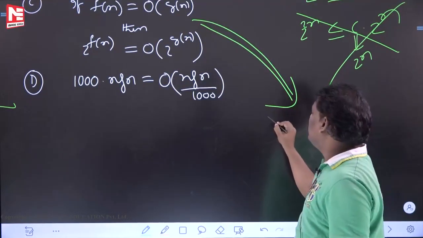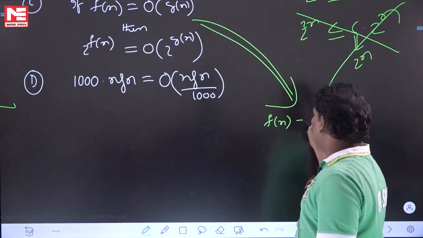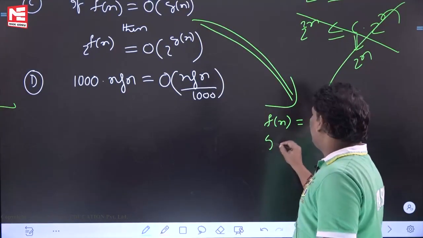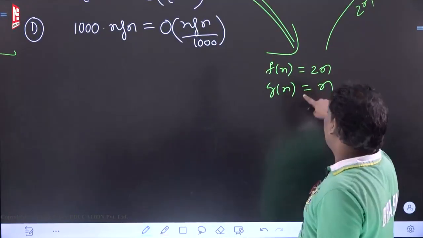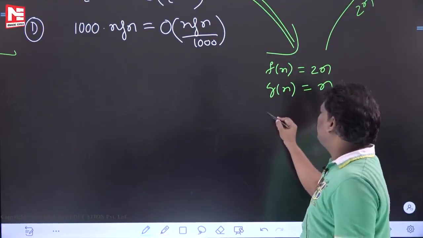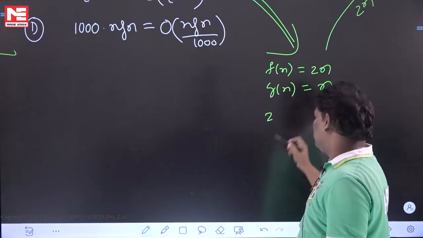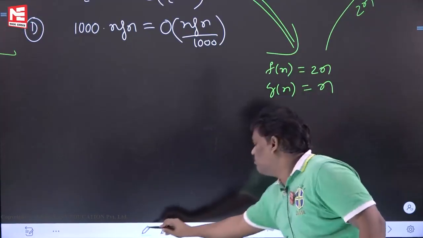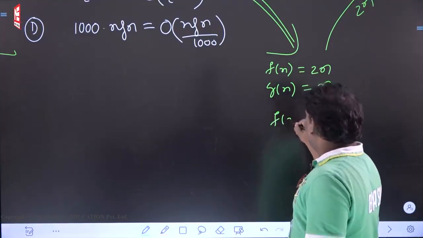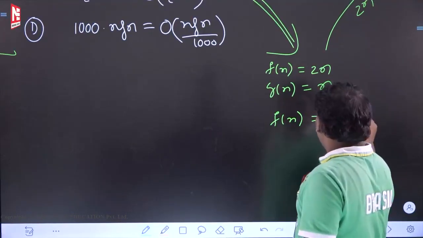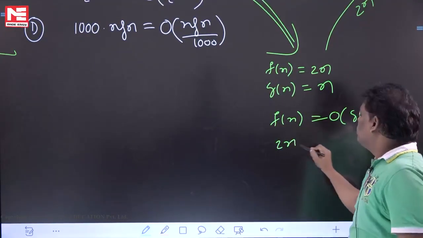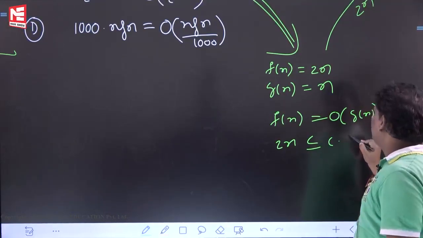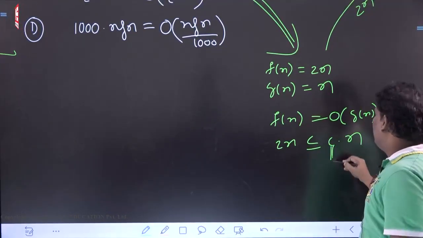Assume that f of n is 2n and g of n is n. Now can you help me, is it right or wrong? Let me check. Is f of n big O of g of n right or wrong? That means f of n, 2n, is less than or equal to some c into g of n. C value 2 you can take.